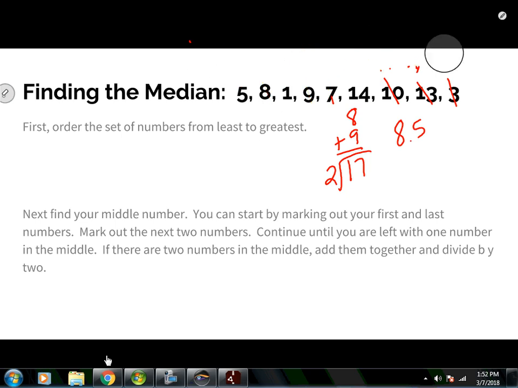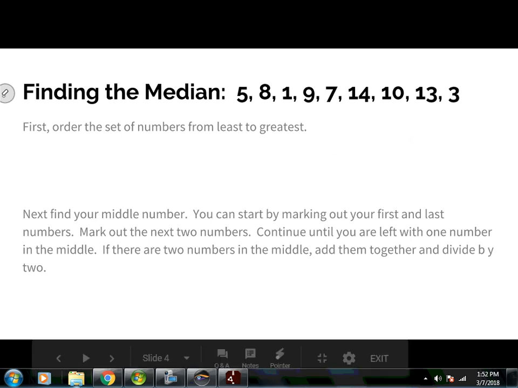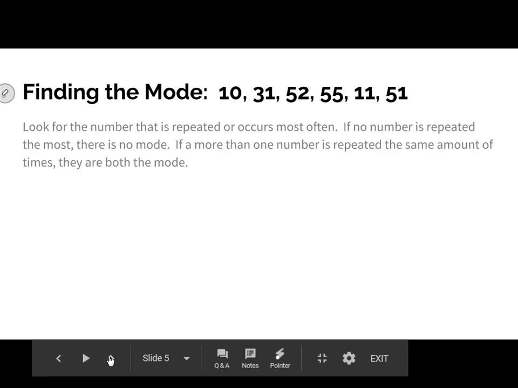The way I remember median is I think about if you're driving down the road, the median is in the middle. You don't want to cross the median. You find the middle number in the set.